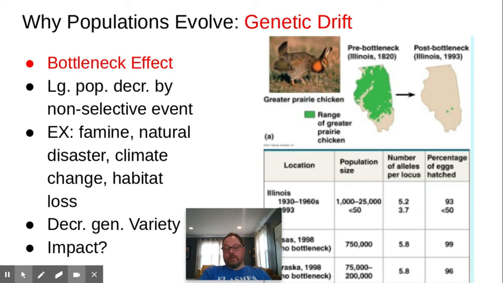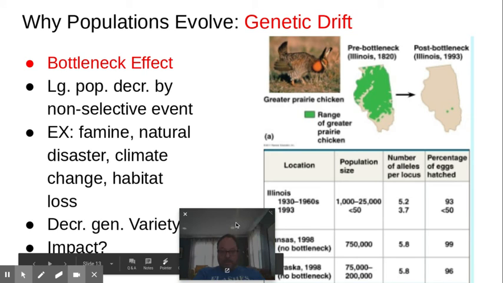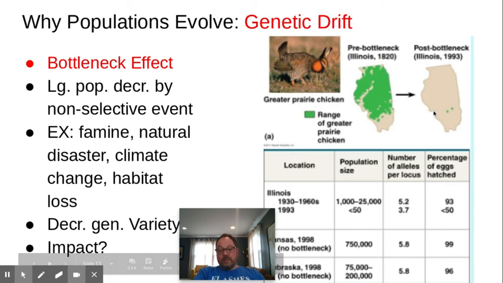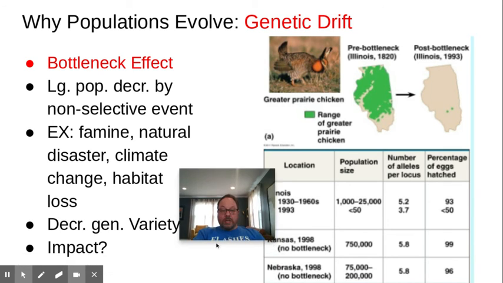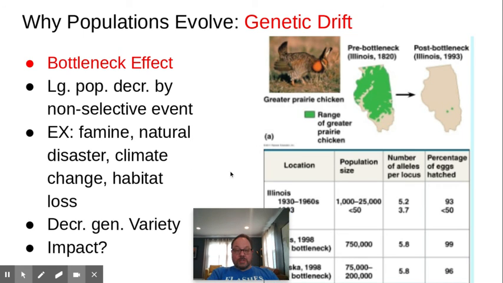So it's more and more difficult for the organisms to survive when they have small populations and they lose variation. So what they did was, well, they just brought in new chickens. They brought in chickens from Kansas and Nebraska and had them mate with the Illinois prairie chicken population. And what they found is that variation went up, and then the hatch rate went up as well. So variation is incredibly important to populations.